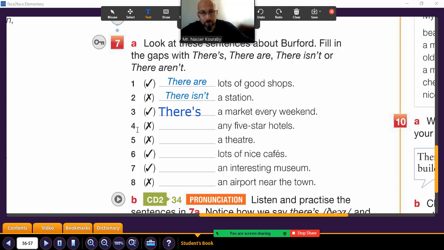Okay, now 4. Plural or singular? Any 5-star hotels. So, hotels. Plural. Nice. We use are. Here what? Positive or negative? Negative. So what we write? Very good. There aren't. Very good. There aren't.